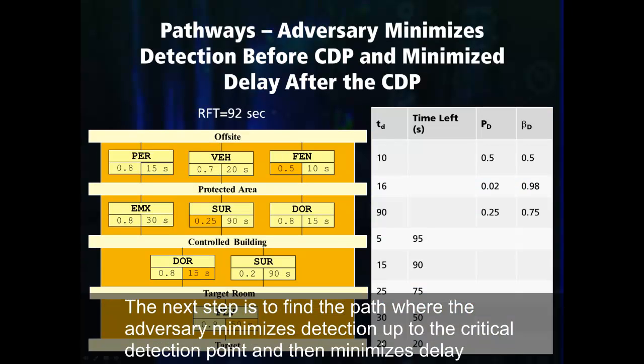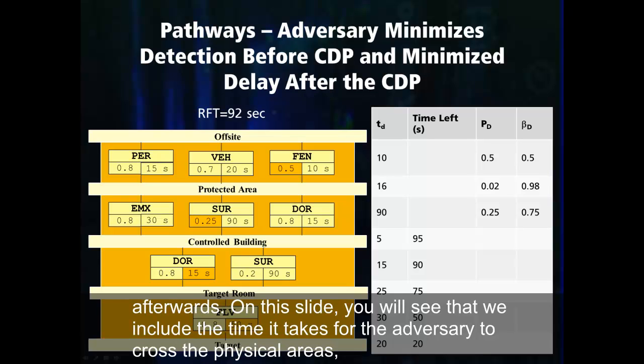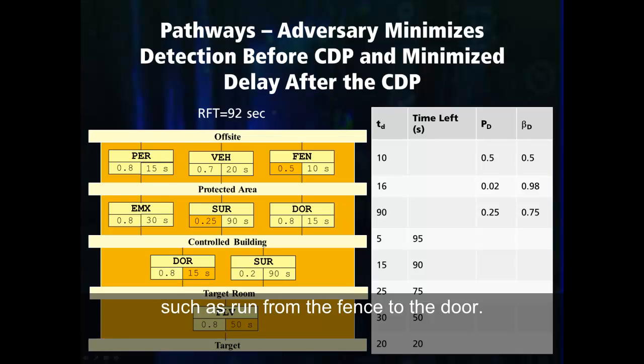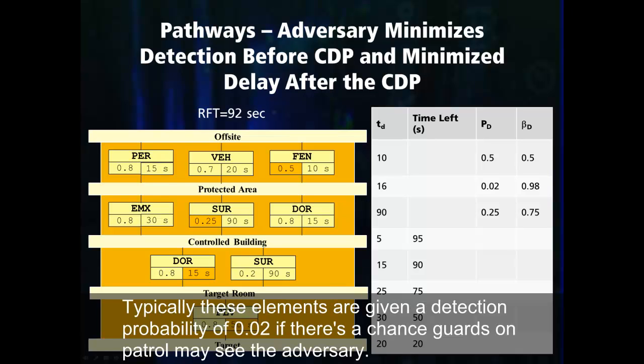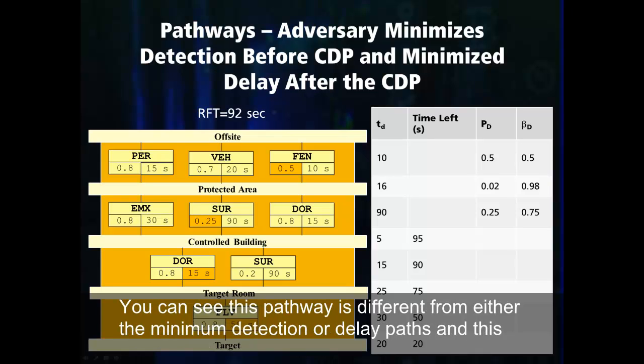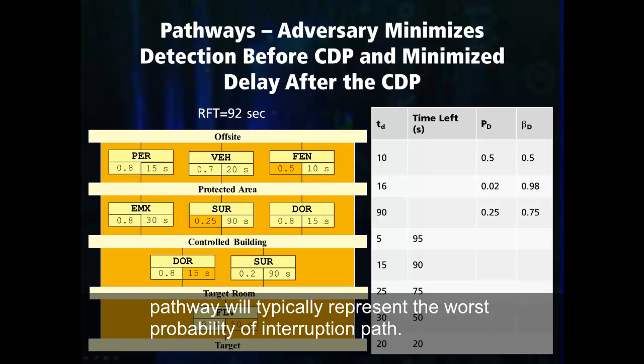The next step is to find the path where the adversary minimizes detection up to the critical detection point and then minimizes delay afterwards. On this slide, you'll see that we include the time that it takes for the adversary to cross the physical areas, such as run from the fence to the door. Typically, these elements are given a detection probability of 0.02 if there is a chance guards on patrol may see the adversary. You can see this pathway is different from either the minimum detection or delay path, and this pathway will typically represent the worst probability of interruption path.